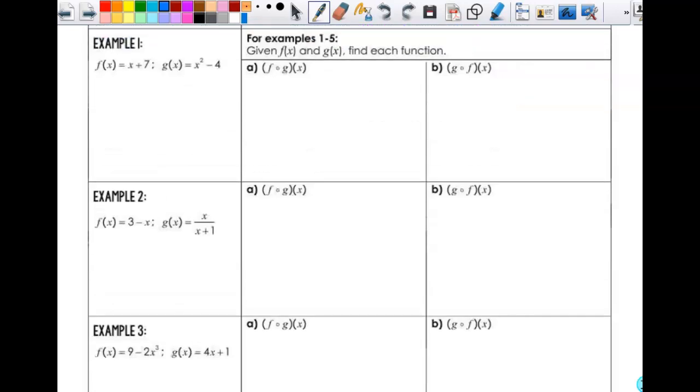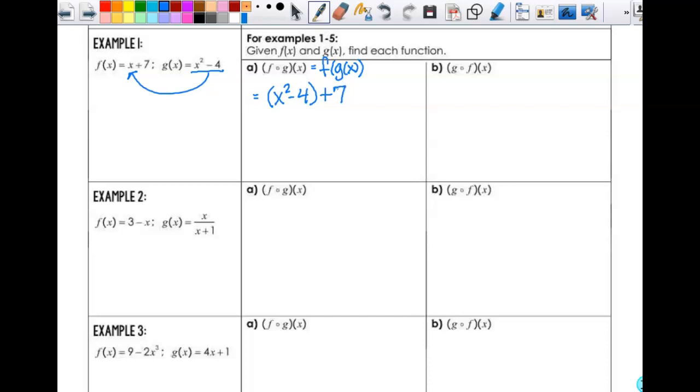So the first thing I want is f of g of x. So that is f of g of x. This means the same thing, right? So that means I'm going to take g of x, substitute it in everywhere in f of x that I can. So that's going to equal (x squared minus 4) plus 7. I am substituting in something with more than one term, so I put it in parentheses every single time.